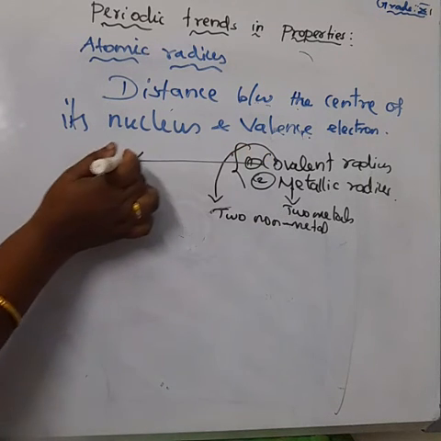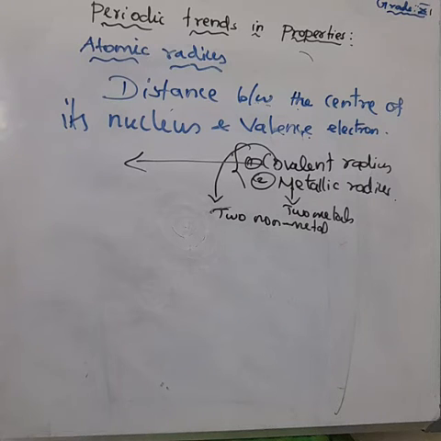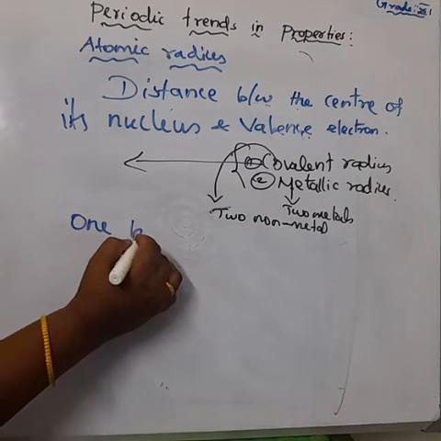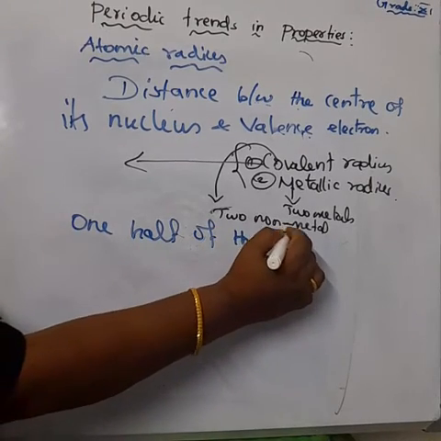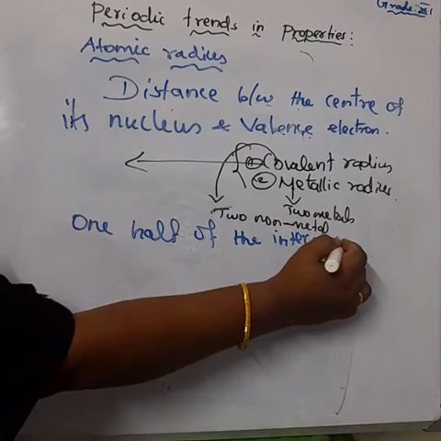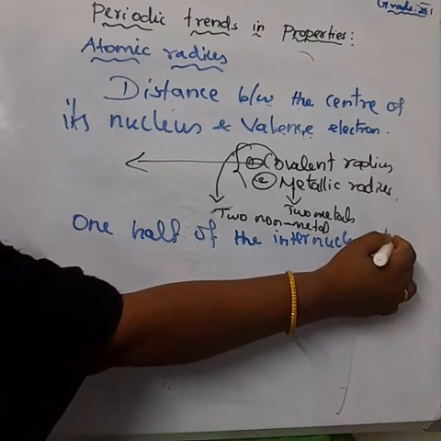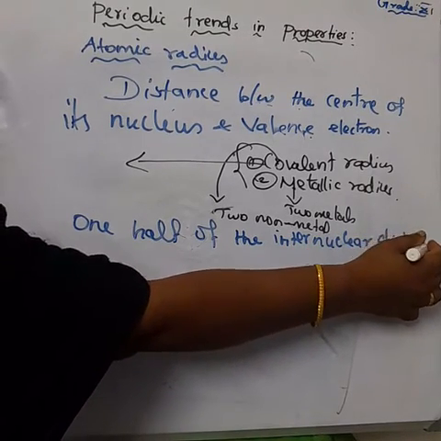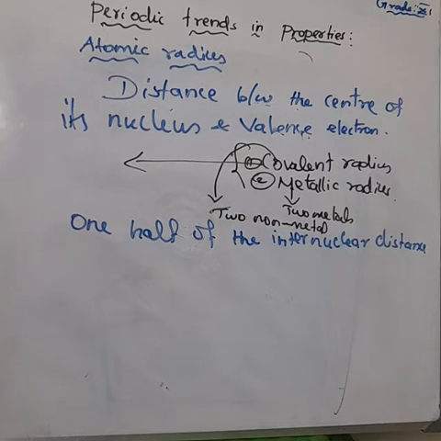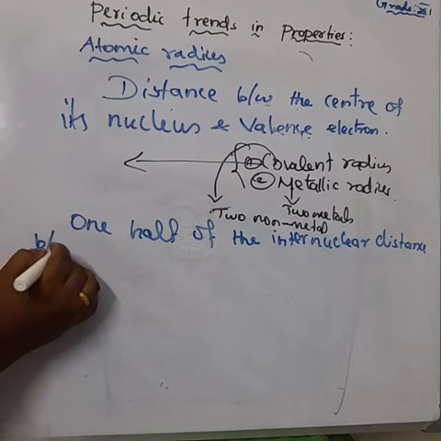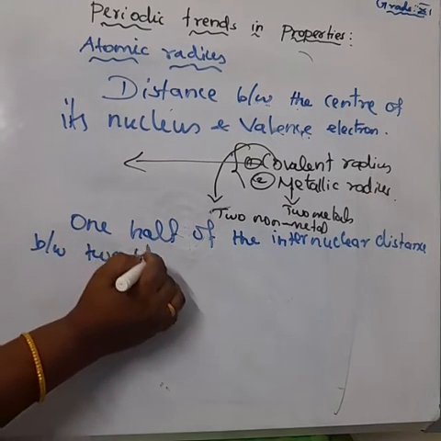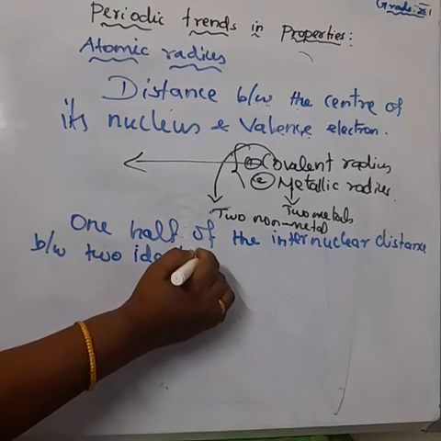What do you mean by covalent radius? It is one half of the internuclear distance between two identical atoms linked together by a single covalent bond.